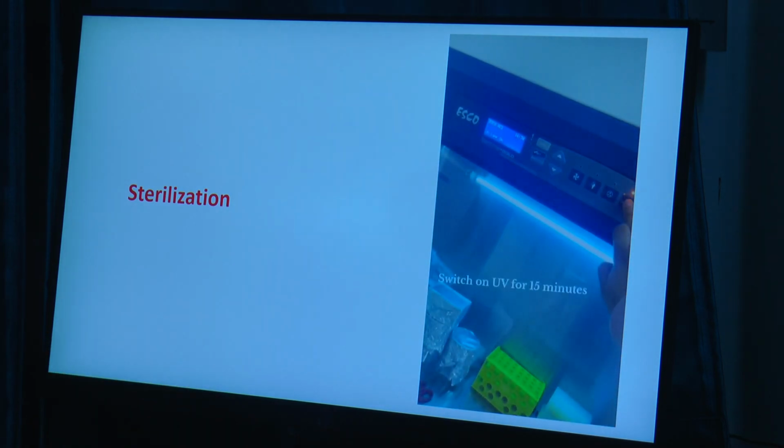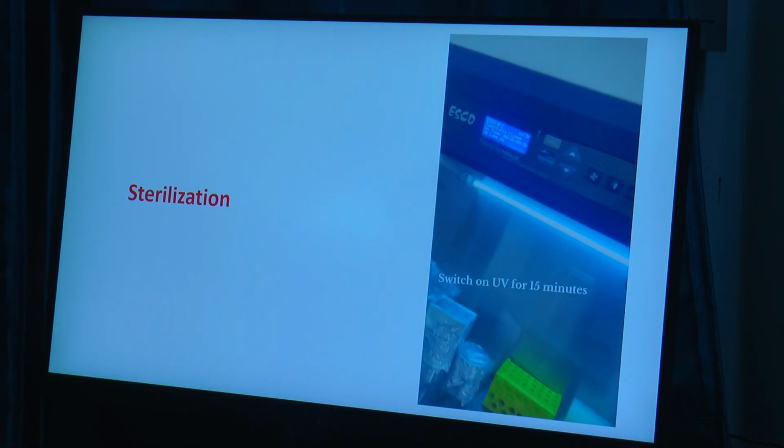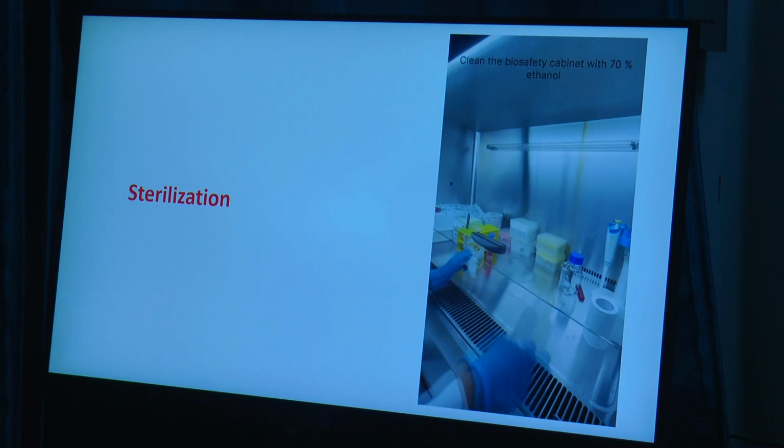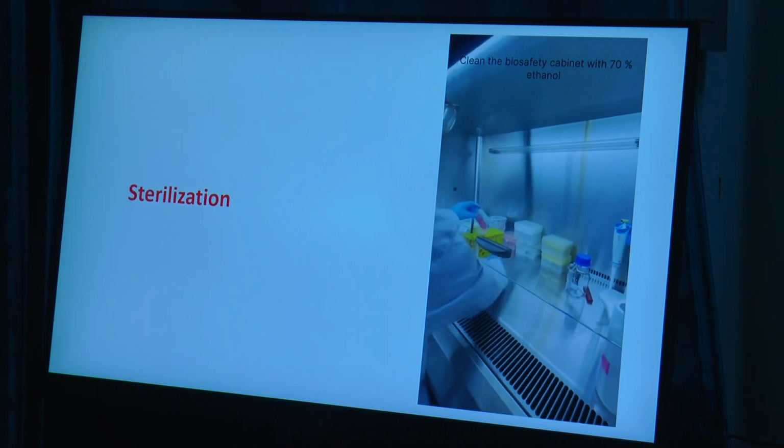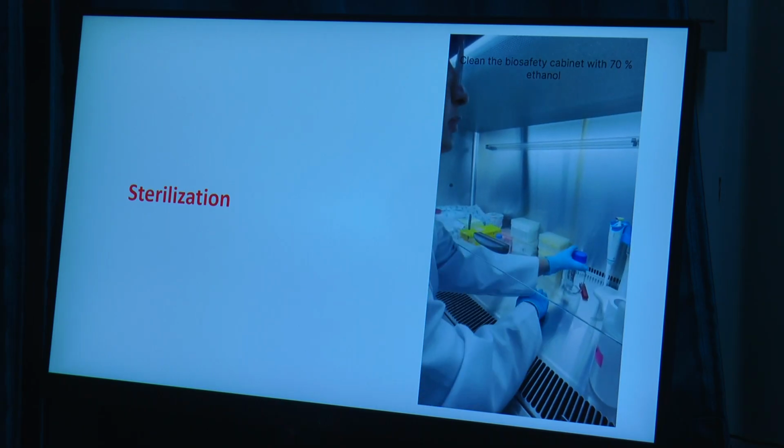The first step is sterilization. We always keep the UV on for 15 minutes before starting anything, and after that we clean the hood with 70% ethanol, because 70% ethanol has been reported to kill bacterial cells. With this concentration we sterilize the whole lab before starting.